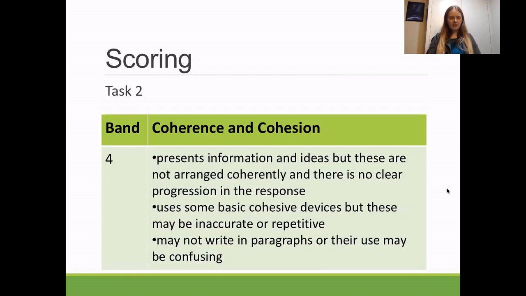A score of 4 could mean that your writing presents information and ideas, but these are not arranged coherently and there's no clear progression in the response. So it doesn't really make sense the way that you organized things. Next point is uses some basic cohesive devices, but these may be inaccurate or repetitive. So you've tried, but they're not used properly. And then may not write in paragraphs or their use may be confusing. So again, you might have tried to use paragraphs, but it's confusing, or you might not have tried to use paragraphs and it might just be one big section of text.